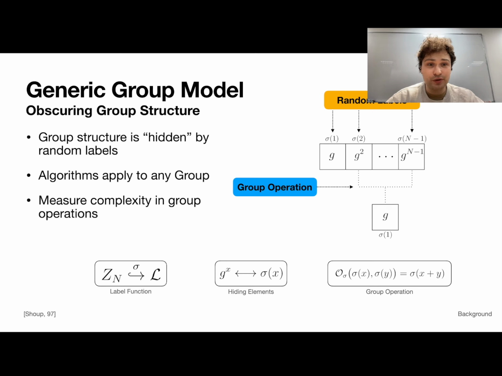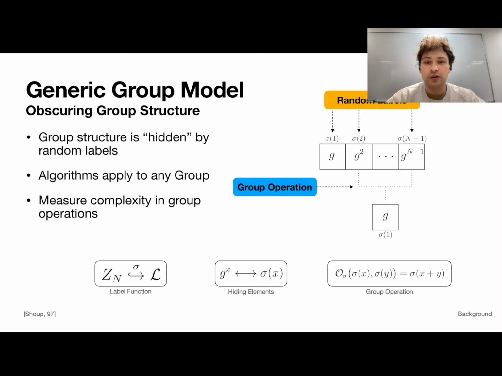And so what I'm allowing you to do here is, okay, I'm going to give you this oracle, and when you give this oracle sigma x and sigma y, it's going to tell you sigma x plus y, where, of course, sigma x plus y is just going to be another random label that doesn't actually expose any information about g to the x plus y.